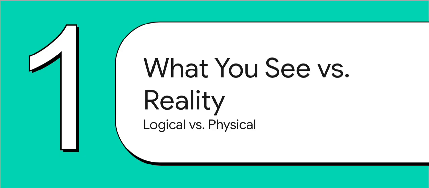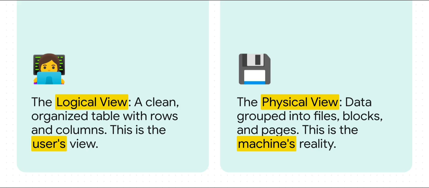All right, so to get our heads around this, the very first thing we need to grasp is a fundamental concept. What we see on our screens is almost never what the computer is actually doing in the background. There's a big difference. On the left, you've got the logical view. It's clean, it's organized, right? Think of a perfect spreadsheet with neat little rows and columns. That's the version made for us humans. And then, on the right, that's the physical storage. That's the reality on the hard drive, a way more complex system of files and blocks and bytes that the machine has to deal with.